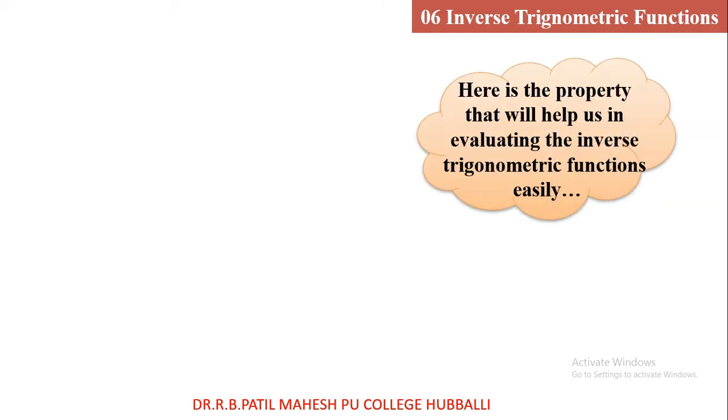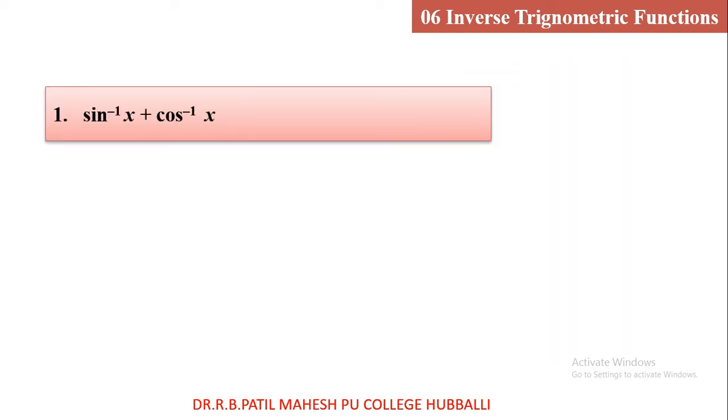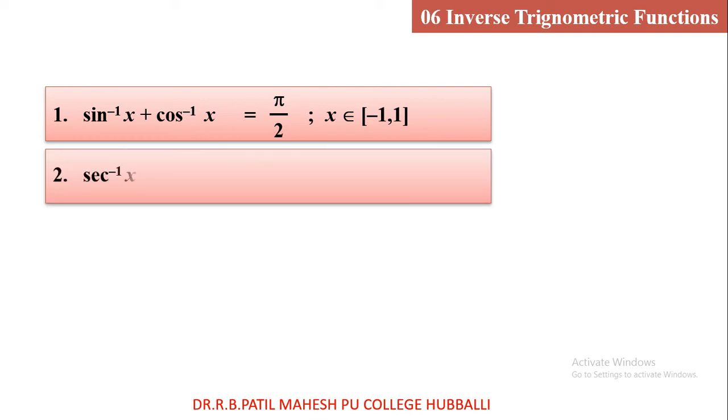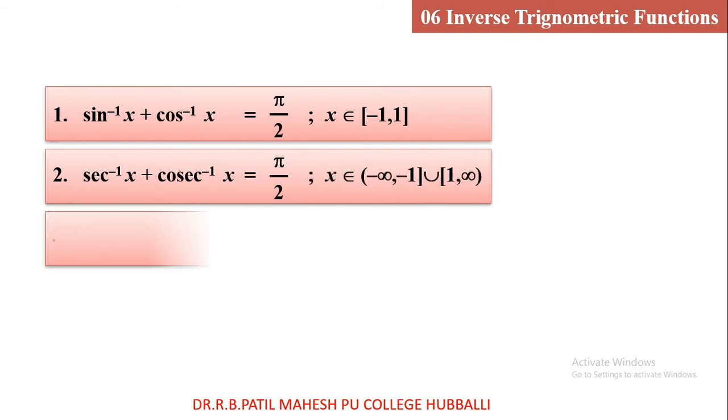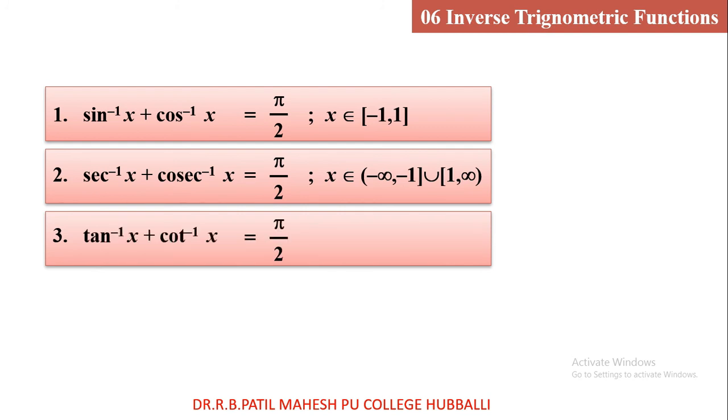This property will help us in evaluating inverse trigonometric functions easily. To evaluate inverse trigonometric functions easily, let us use these properties. One very important property: sin inverse x plus cos inverse x is pi by 2, where x belongs to the domain of sin inverse and cos inverse, that is minus 1 comma 1. Second property: sec inverse x plus cosec inverse x equal to pi by 2, where x belongs to the domain of sec inverse and cosec inverse. Third one: tan inverse x plus cot inverse x is equal to pi by 2, where x belongs to the set of real numbers, that is the domain of tan inverse and cot inverse.